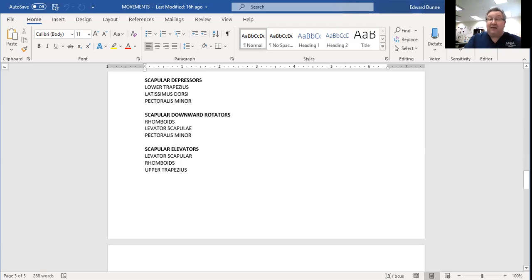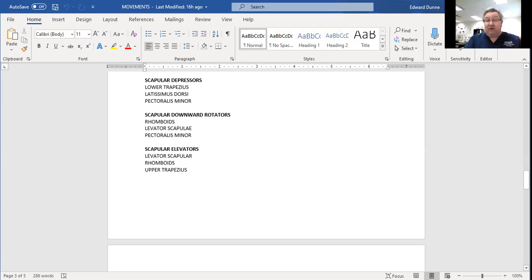Lower trapezius makes sense. Lower trapezius has its insertion onto the spine of the scapula, so it pulls it down. Latissimus dorsi, it does make sense. It's on the inferior angle, pulls down the scapula. Pectoralis minor, though, is on the front. It's on the coracoid process. All right, so when it contracts, it actually stabilizes the scapula and helps the other 2 muscles do that depression.